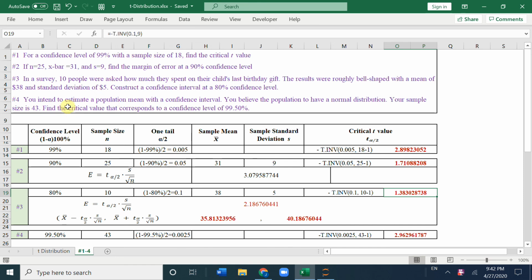Number 4 is the same type of question as the first question. I hope this is helpful.